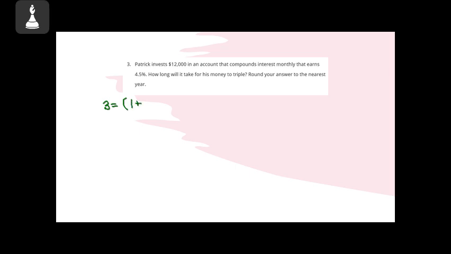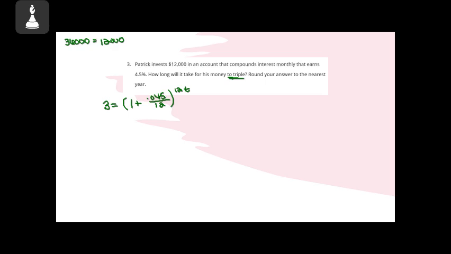1 plus your rate is 0.045. Remember, every percent has to be divided by 100 to get the decimal form to go in the equation. And we are doing this monthly, so that's a 12 to the 12t. So instead of going 36,000 equals 12,000 and then dividing by 12,000 to get the 3 here, I can just know that if I'm tripling, that's going to be a 3 here. So I save myself just a little bit of time.